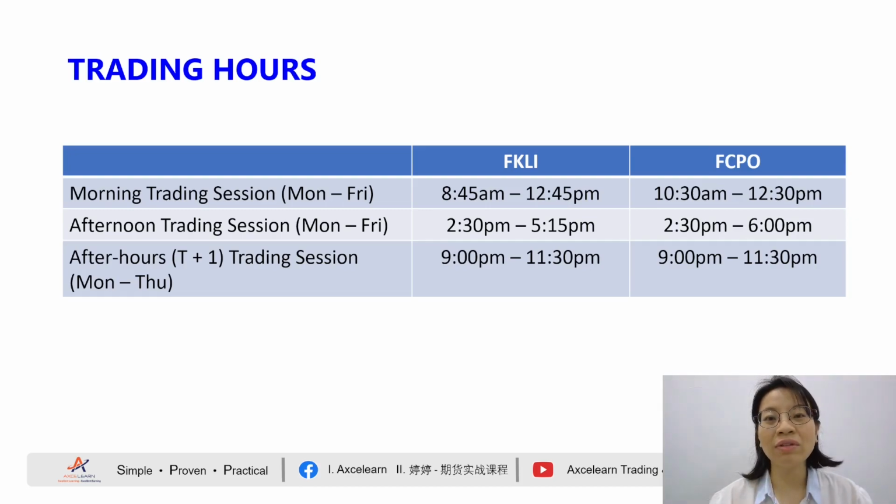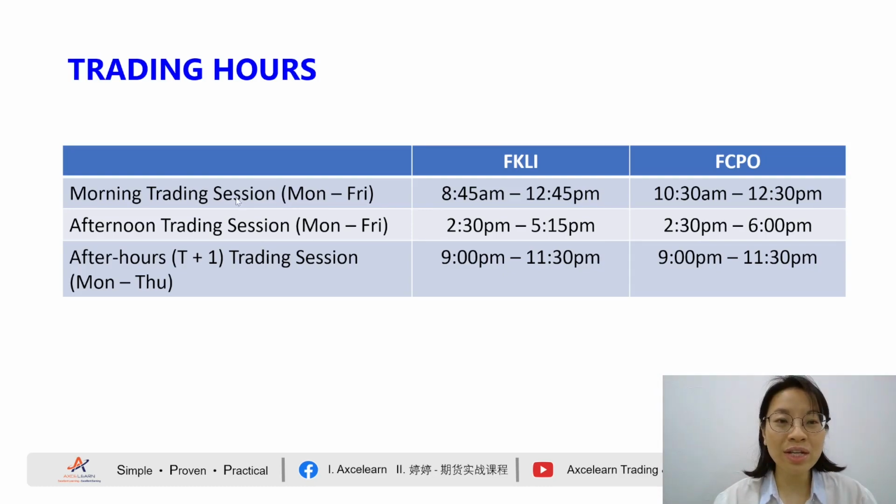So I'm going to start with the first one, for example, FKLI. As you can understand from the contract specification itself, we are going to start from 8:45 until 12:45. Then the same for your FCPO, they are going to start from 10:30 in the morning until 12:30. So later when it comes to trading phases, you can understand that prior to all these normal trading hours, we have different trading phases as well.